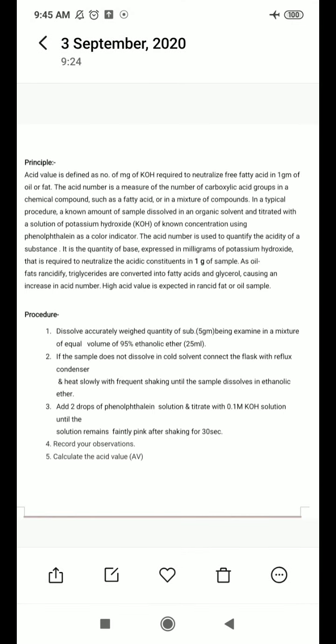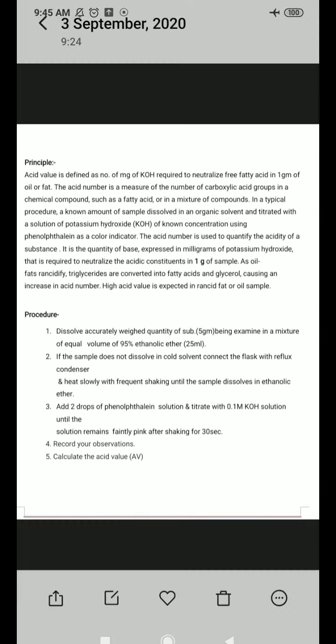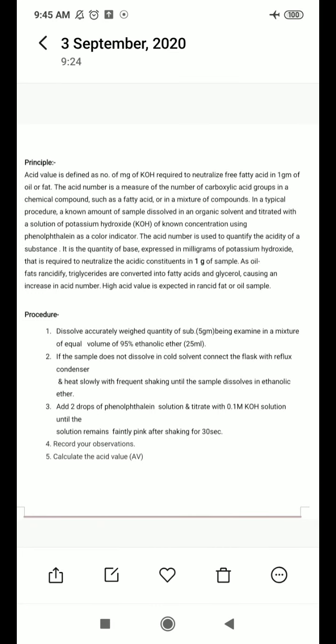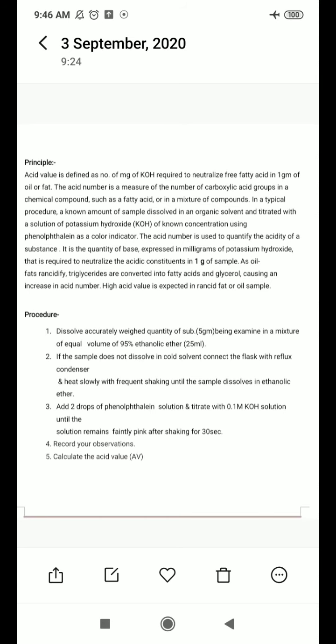Then the second step: if the sample does not dissolve in the cold solvent, connect the flask with a reflux condenser and heat slowly with frequent shaking until the sample dissolves in the ethanolic ether. That means if the sample does not dissolve in the 95% ethanolic ether, you have to connect the assembly to the reflux condenser, and in that reflux condenser you have to heat the sample solution slowly.